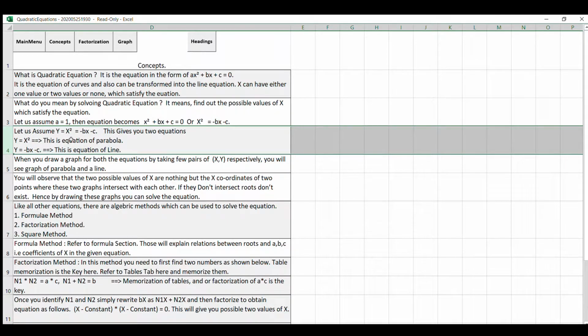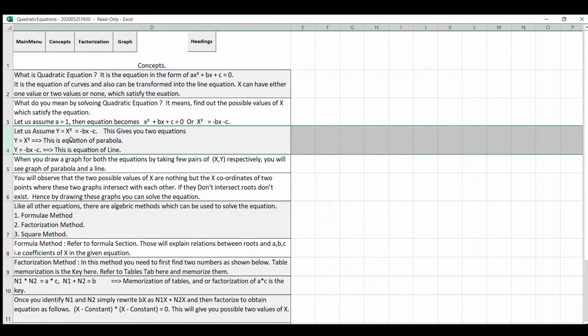Now, what is y is equal to x square? It is an equation of a parabola. It's a curve. Same way, any equation which is written as ax plus by plus c, which is a single degree equation where the power of x is 1 and the power of y is 1, represents a line.